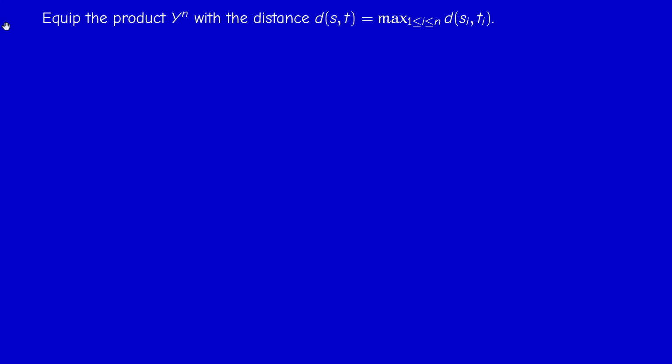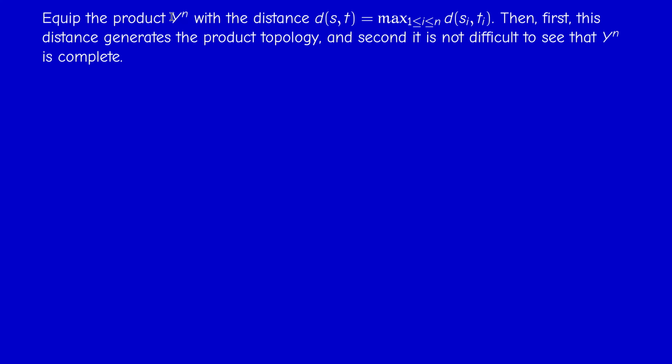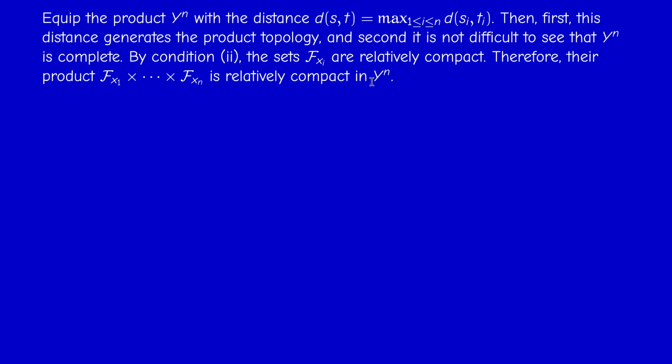And now we will have to work in Y times Y times Y, n times. So we equip Y^n with the maximum distance, built from d_Y. It's easy to prove that this distance generates the product topology, and since Y is complete, then Y^n is also complete, for fixed n, the same n that we took here. Now, by the second condition, calligraphic F(x_i) is relatively compact. It's not difficult to prove that their product is also relatively compact, because the closure of the product is the product of the closures, and each one is compact, and the product of compact sets is compact. So very straightforward.